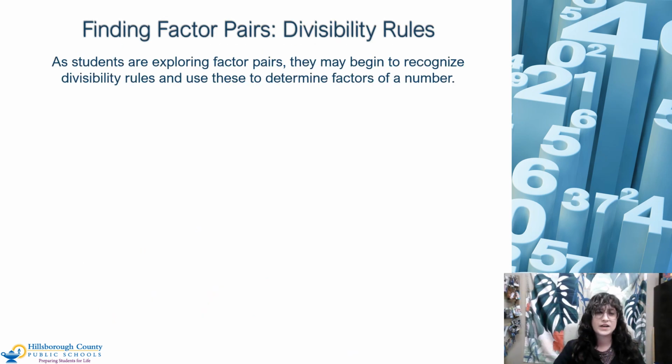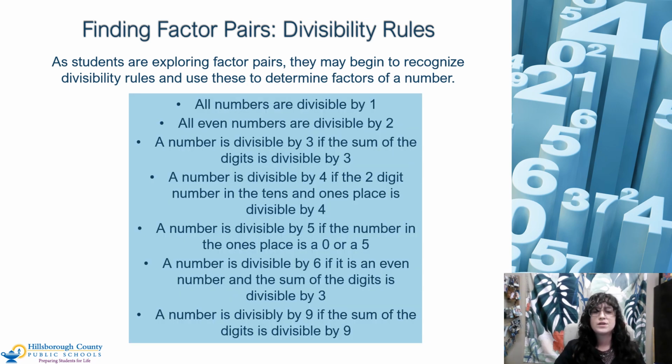As students are exploring factor pairs, they may begin to recognize divisibility rules and can use these to determine factors of a number. Some divisibility rules are: all numbers are divisible by 1, all even numbers are divisible by 2. A number is divisible by 5 if the number in the ones place is a 0 or a 5. We want to make sure that we plan really purposeful questioning to help students see these patterns when they're finding factor pairs. So for example, students could find factor pairs of a set of numbers, and a question we might ask is, what's a factor all of your numbers have in common? We know that all numbers have a factor of 1.